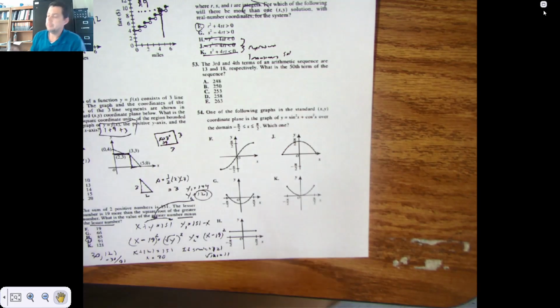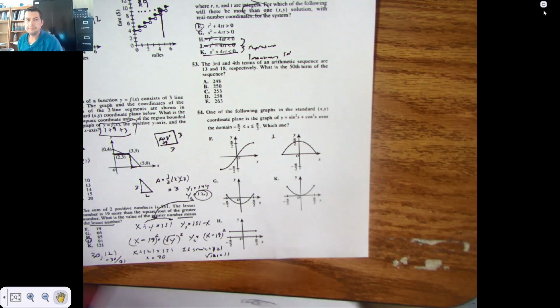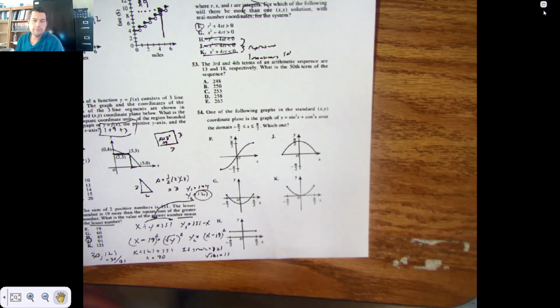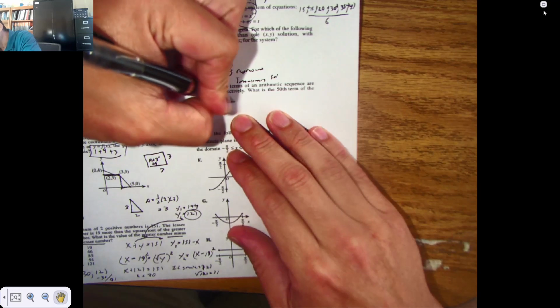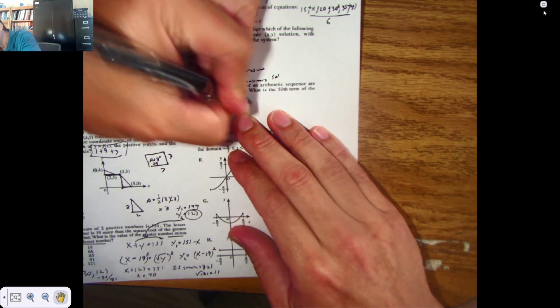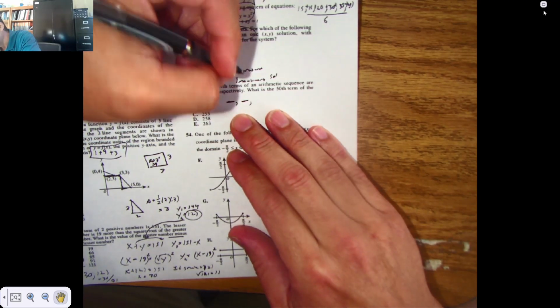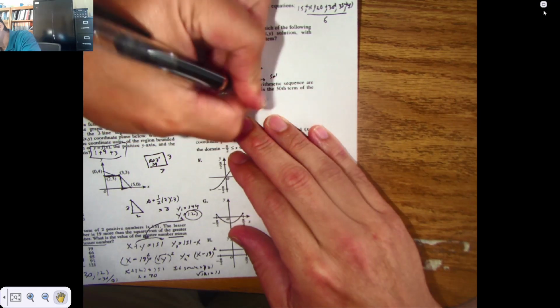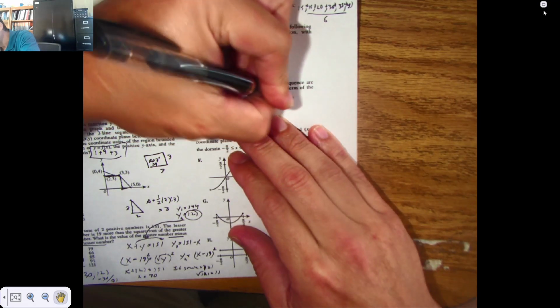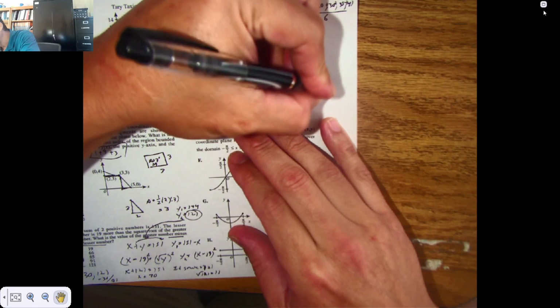So that was a hard one. It really was. The third and fourth terms of an arithmetic sequence are 13 and 18 respectively. What is the 50th term? Let's see here. They don't tell me the first. They don't tell me the second. They tell me the third is 13. They tell me the fourth is 18. And then they want the 50th.